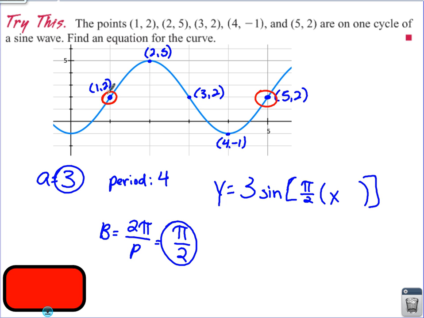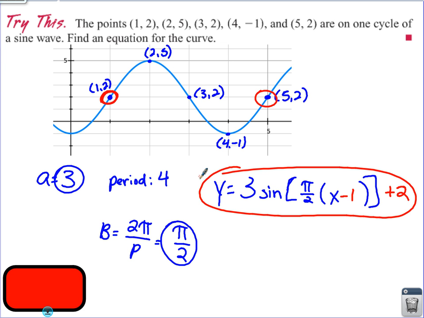So if we use this (1, 2), this graph got shifted right 1. So what do we put with our x? And what do we tack on the end? Plus 2. What used to be at (0, 0) is now at (1, 2). So there's the equation of that graph. And again, you can always check that by graphing it using your graphing calculator, using the trace function and seeing is (1, 2) on there, is (2, 5) on there, is (3, 2) on there.